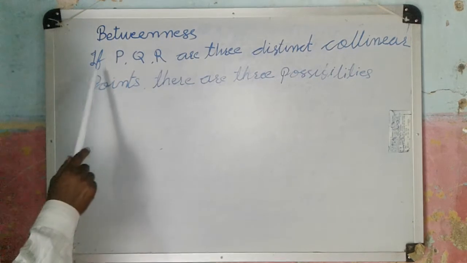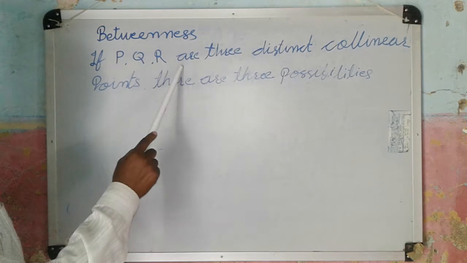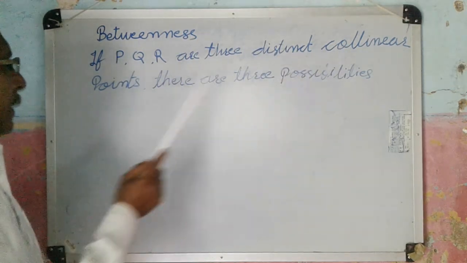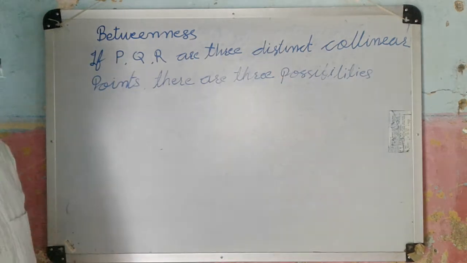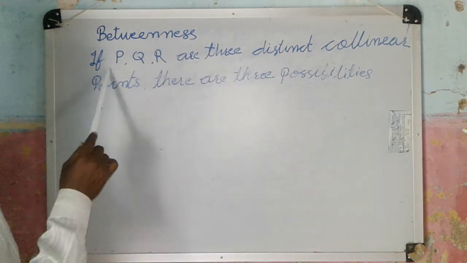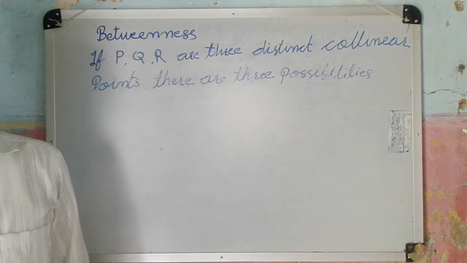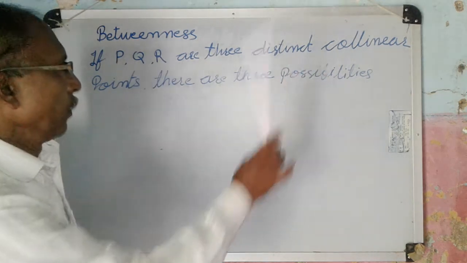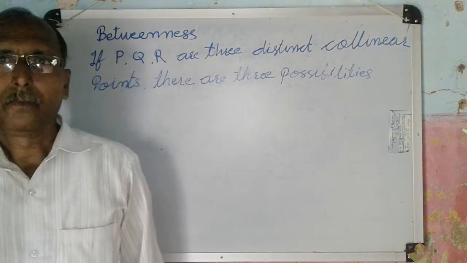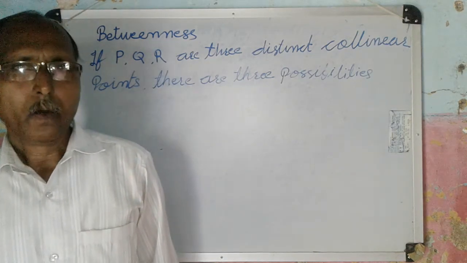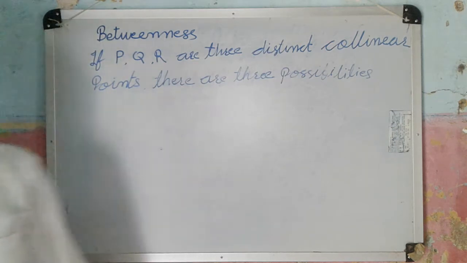Now see here, if P, Q, R are three distinct collinear points, there are three possibilities. In betweenness, regarding three collinear points, there are three possibilities. Collinear points means the points which lie on one line. Now we'll see all three possibilities one by one.